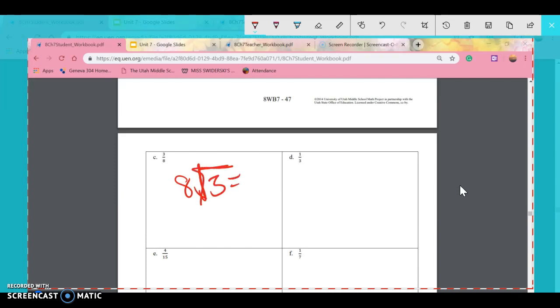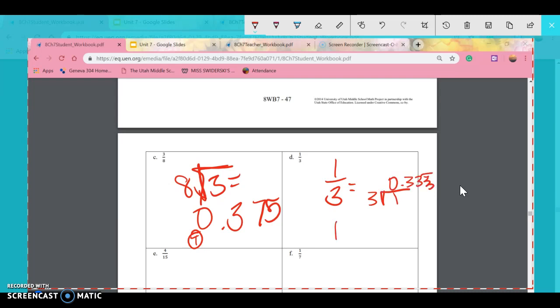When I do that in a calculator, 3 divided by 8 gives me 0.375. Well, is that terminating or repeating? Well, that's terminating. What about 1/3? Well, 1/3, 3 goes on the outside, 1 goes on the inside. When I solve that, you get 0.3333 repeating, so that's a repeating decimal.